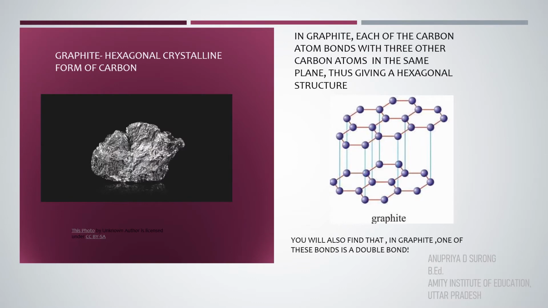Whereas in graphite, each carbon atom bonds with 3 other carbon atoms in the same plane, thus giving a hexagonal structure. Look at the picture carefully. Pause the video and look at it carefully. You will also find that in graphite, one of the bonds is a double bond. Now your task is to find out why one of the bonds in graphite is a double bond.